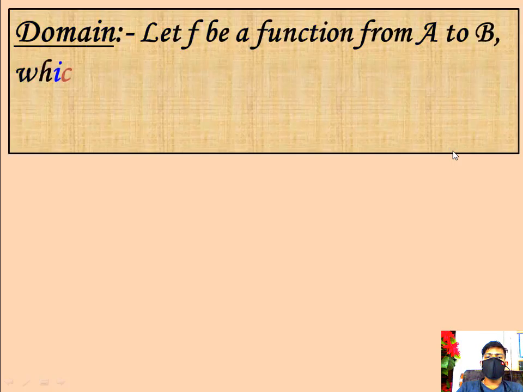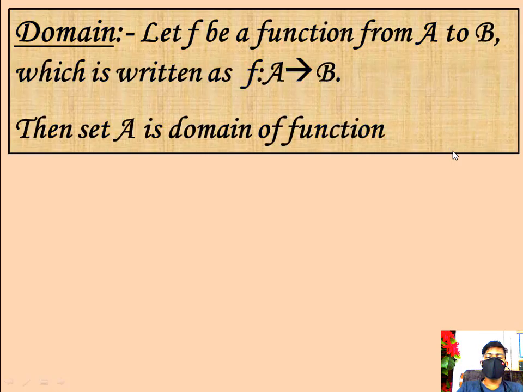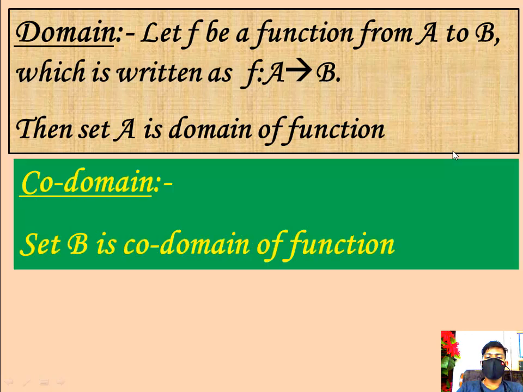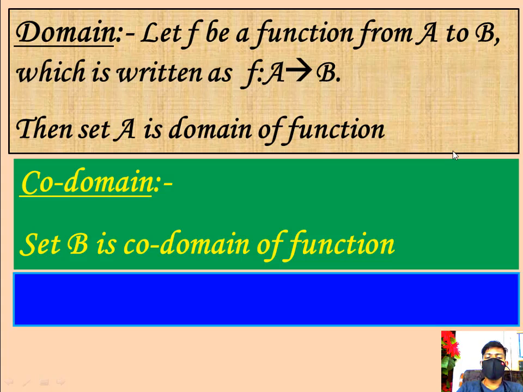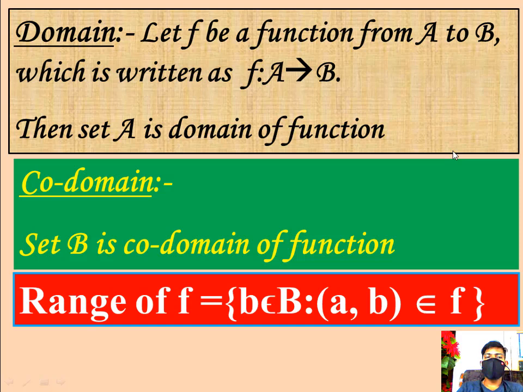So let us define the domain. Let f be a function from A to B, which is written as f from A to B. Then the set A is the domain of the function. And what about the codomain? The set B is called the codomain of the function. And the range of f is equal to the set of all b belonging to B such that the ordered pair (a, b) belongs to f. Let us go through one exercise.